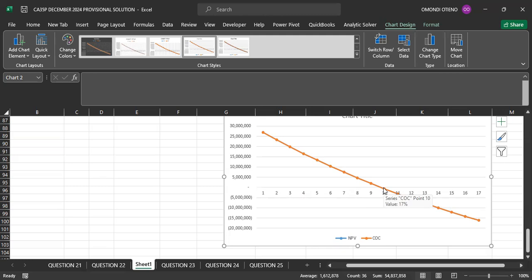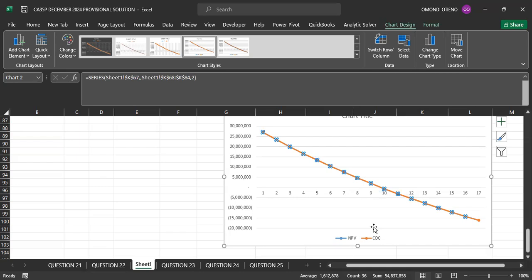Let's see. The value, as you can see, is 17%. But when it touches the 0 sign, it's around this place here. So slightly at 10 it is 17%, but it should be somewhere here, slightly below 17. Of course, you are going to maybe use trial and error at some point, but you are able to see at this point it is 16, at this point it is 17. So it is between 16 and 17, somewhere here.